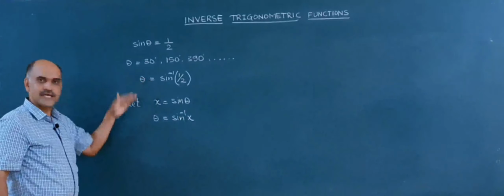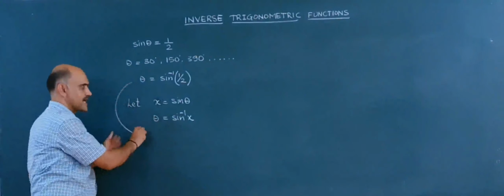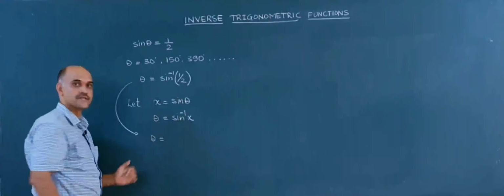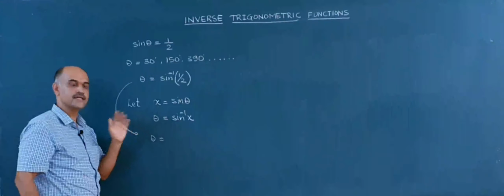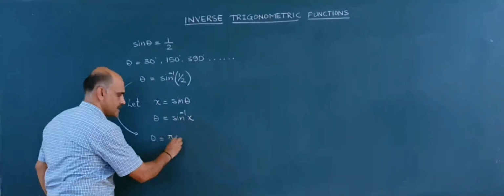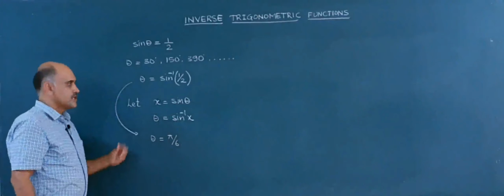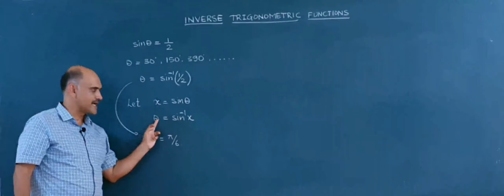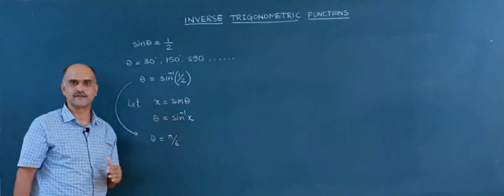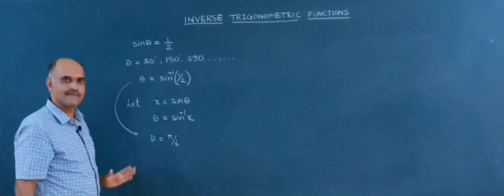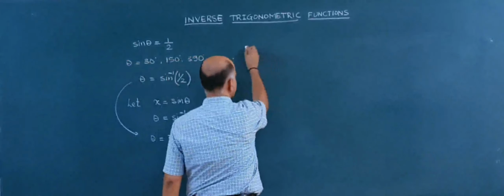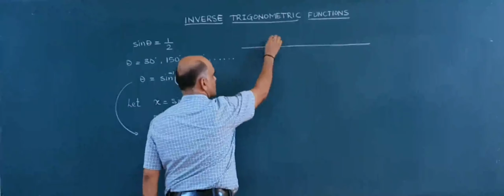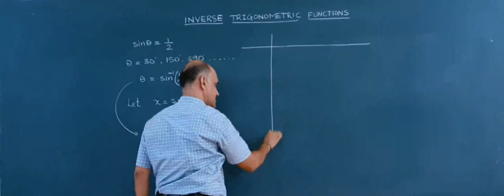Taking the same example, sine inverse 1 by 2, the value of theta will be 30 degree, but you are required to write it in radian, so the answer will be pi by 6. So this is the definition of inverse trigonometric function: it is an angle which satisfies a given equation. Here we will have 6 functions, that is sine inverse x, cos inverse x up to cosec inverse x. You are required to know their domain and range.